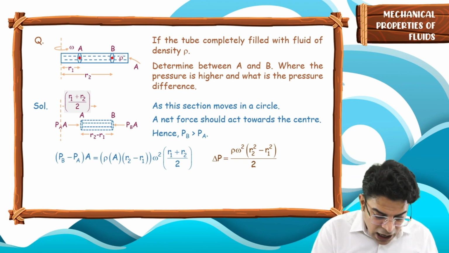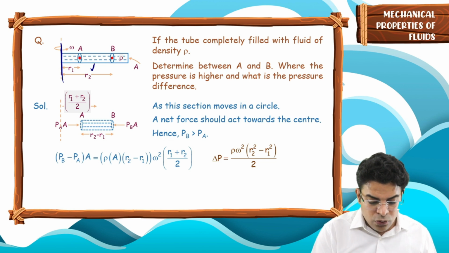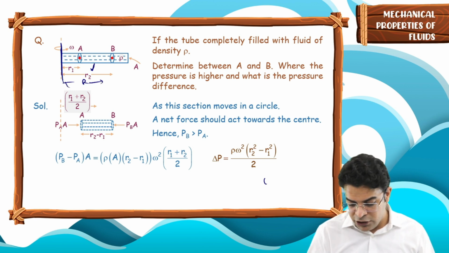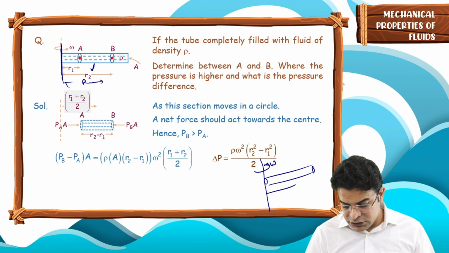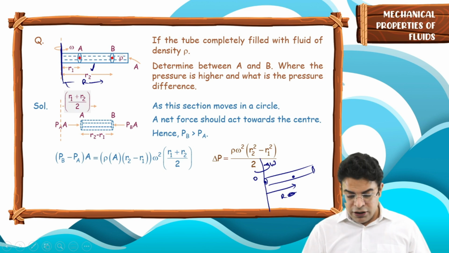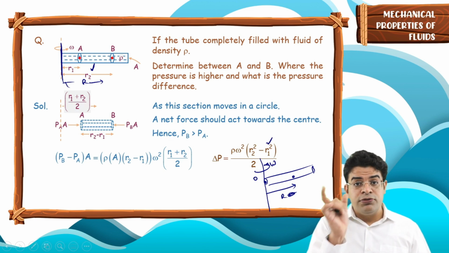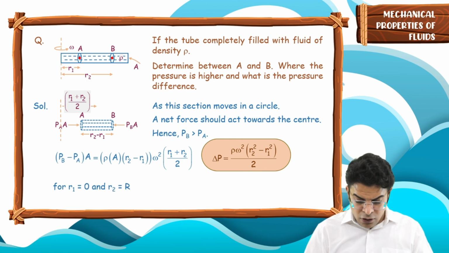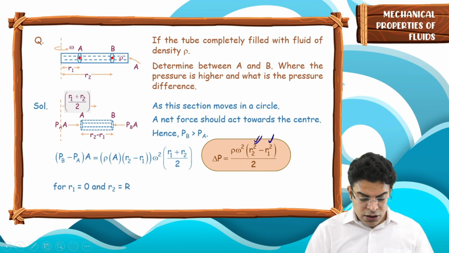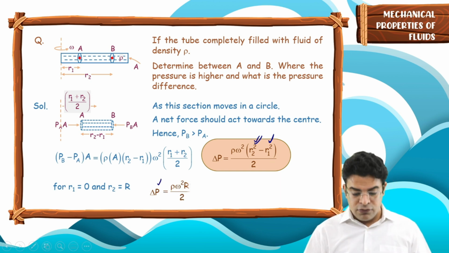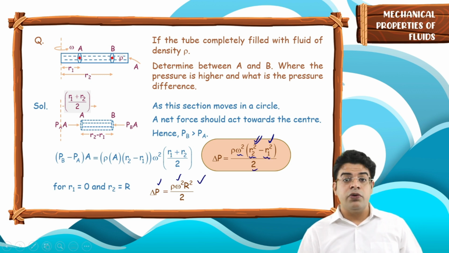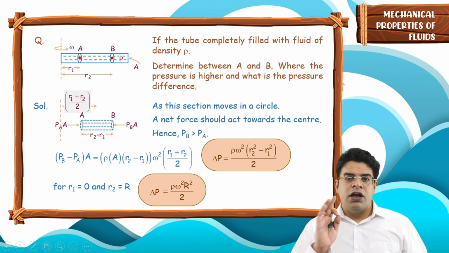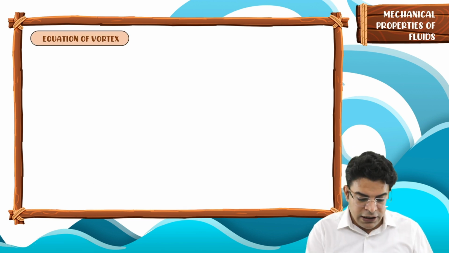Now if we take r1 equals 0 and r2 equals, let's say, r, so if there is one tube rotating about the axis and they ask you randomly what is the pressure at distance r, given that here the pressure is 0. So in place of r1 substitute 0, in place of r2 substitute r. On substituting, you will get the pressure difference equals rho omega square into (r square minus 0 square) by 2, that is rho omega square r square by 2. So now the last application we need to talk about is equation of vortex.